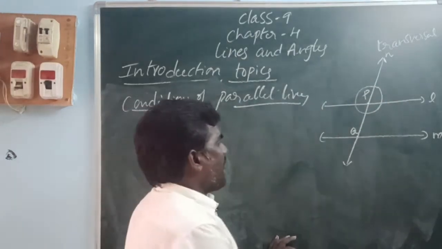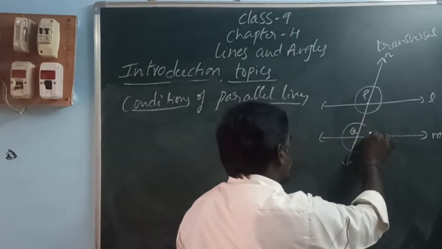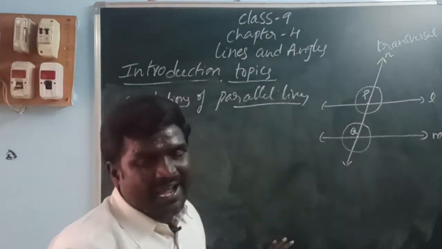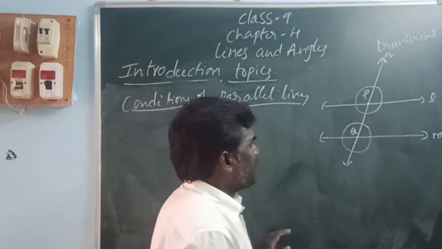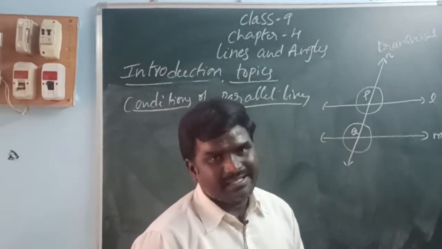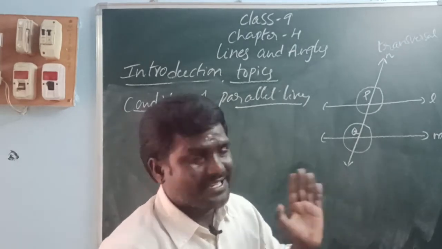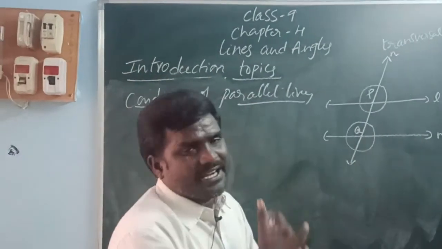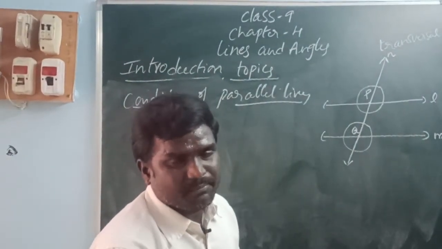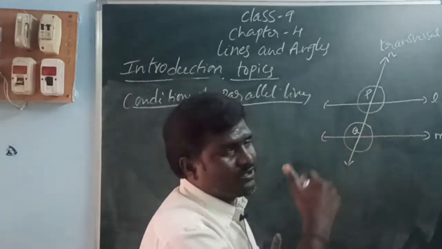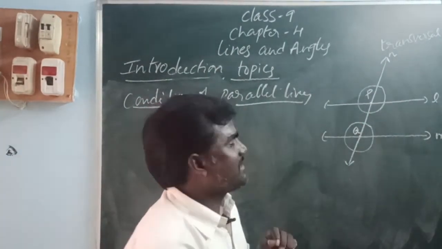4 angles. And also the same on line M, where it meets at the point Q. The angles, how many? 4 angles. So here total how many angles are there? 8 angles. In these 8 angles, 4 are interior, 4 are exterior. The angles formed inside, between the two parallel lines, are called interior. The angles formed outside of the parallel lines are called exterior angles.